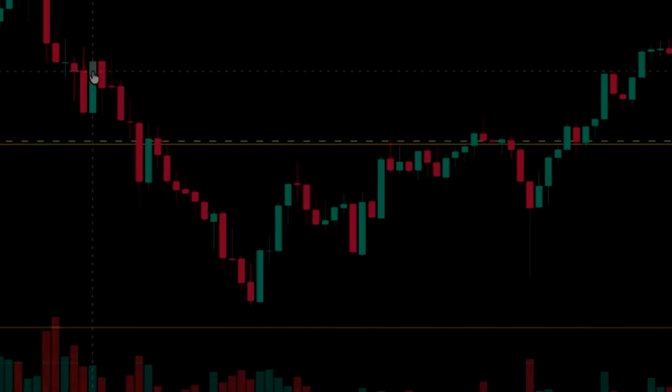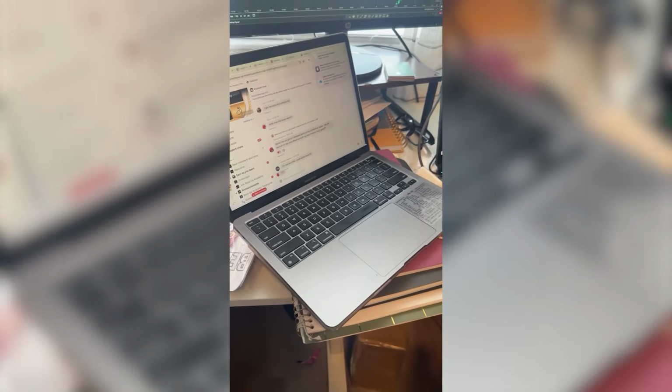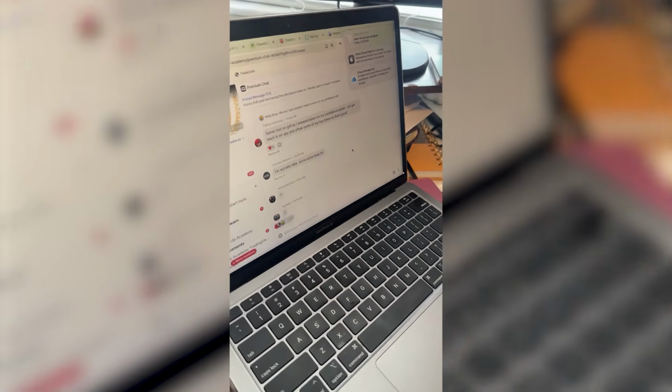Found a super simple strategy for beginner traders to be able to enter into trades, and it's simply called the break and retest strategy. I'm going to teach you exactly what it is, and I'm going to show you on 2 live trades exactly what we did so you can do it too.